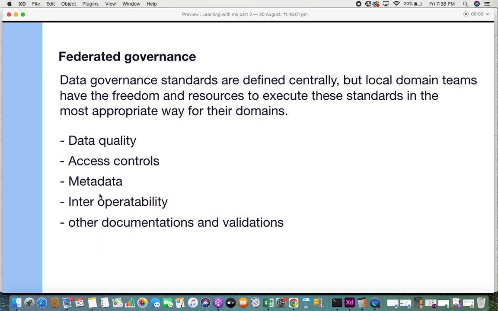The next one is interoperability. When there is a need for combining or integrating data from multiple business domains, only if the data is in a standardized format can you join it. If each team maintains different formats and standards, merging, joining and integrating that data becomes very tough. So every team needs to follow common rules and standards, so that when you need to integrate, join and merge this data, interoperability becomes seamless and easy. And apart from this, every domain needs to maintain certain validations and documentation as per the universal governance. So that's about federated governance.